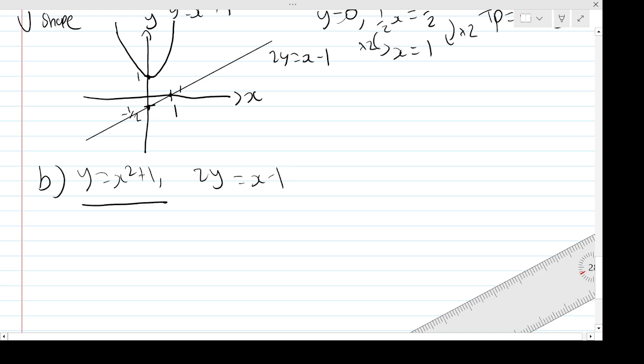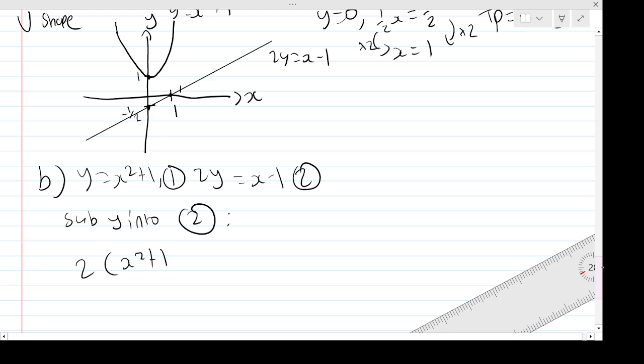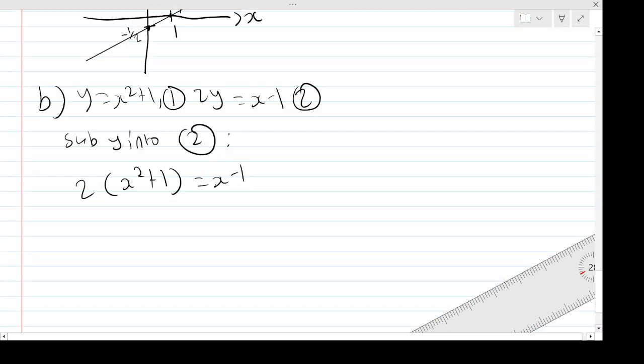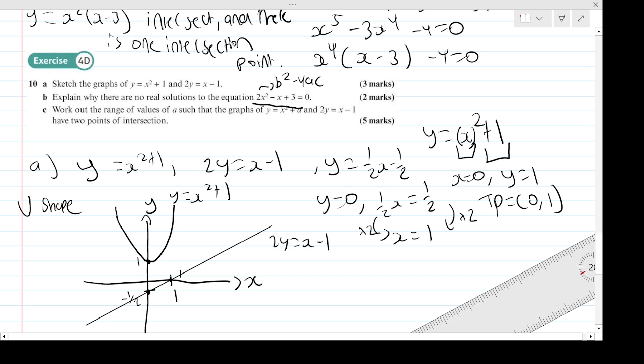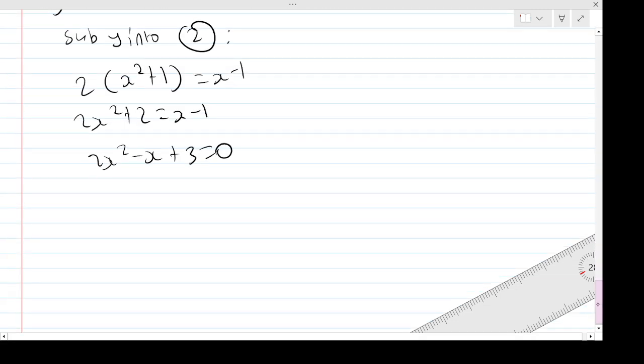So y is this, then I can substitute y into here, right? So if I call these equations 1 and 2, I can say sub y into the second one to get 2y, which is 2 lots of x squared plus 1, is x minus 1. Basically, not simultaneous equations, right? Then I could expand the bracket to get 2x squared plus 2 is x minus 1. Then move the right-hand side to the left to get 2x squared minus x plus 3 equals 0. Okay, well, that's the equation I get. That's the equation they want you to consider.